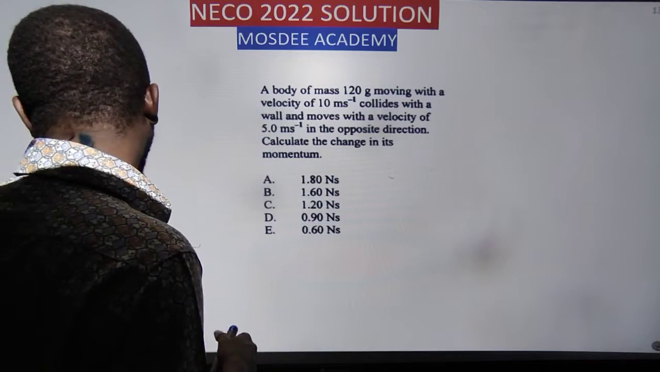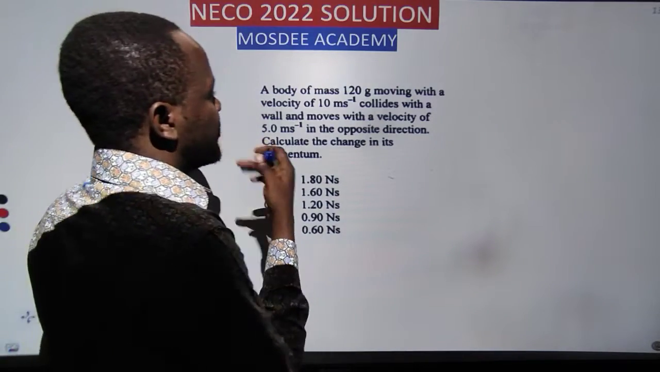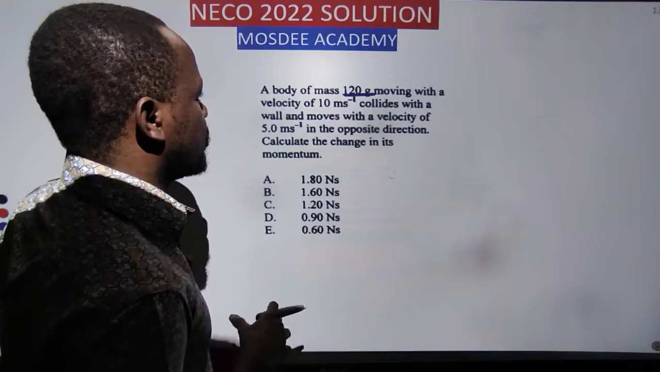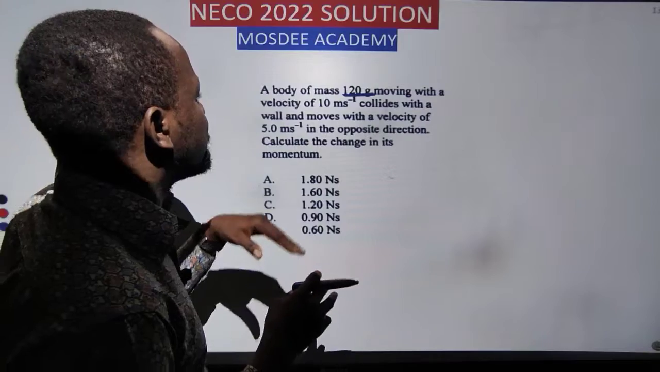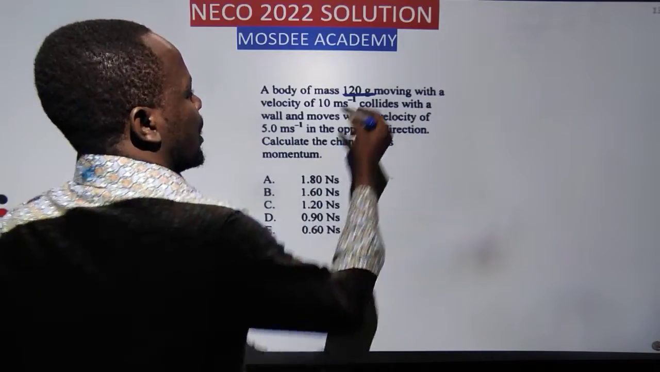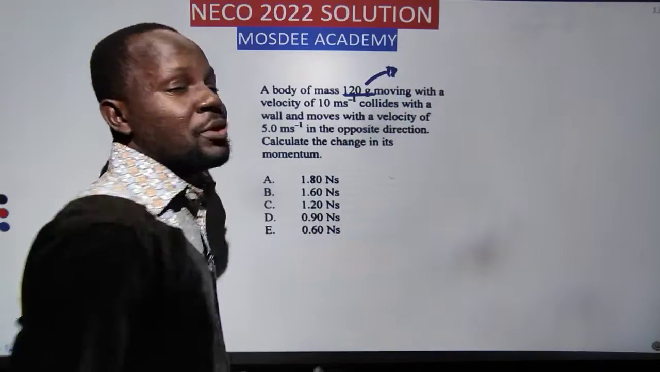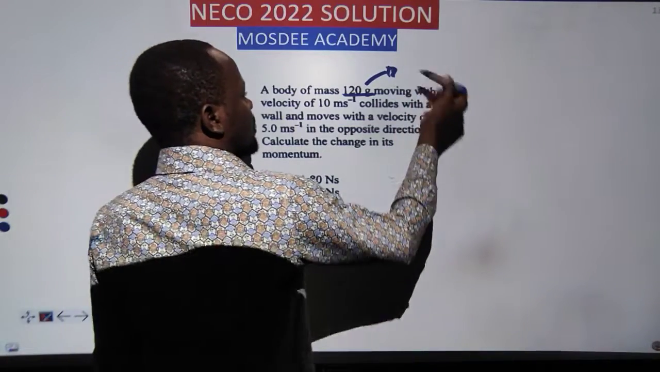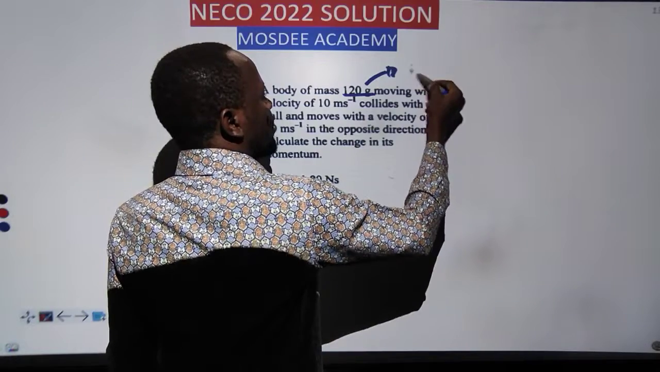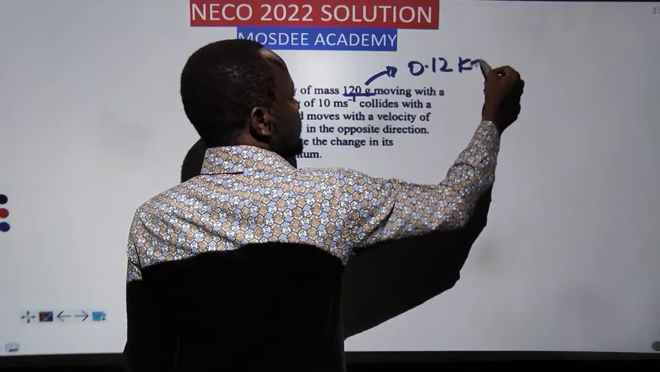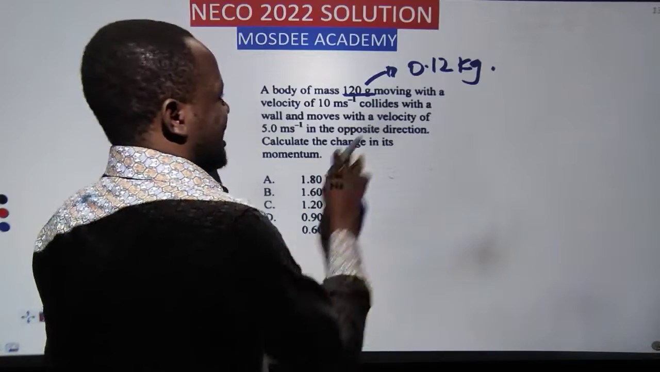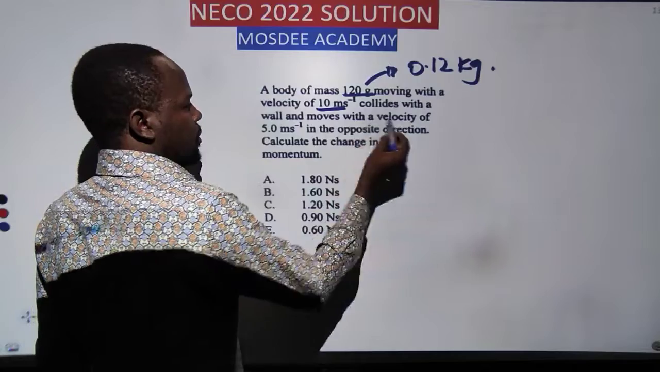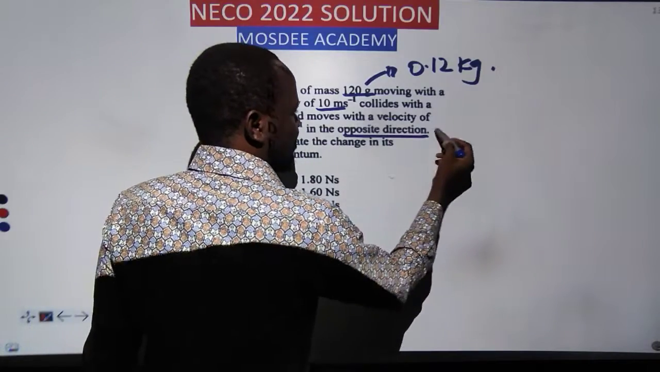So we have time. A body of mass 120 grams, important stuff. You only don't need to convert if the others are in grams too. It is moving with a velocity of 10 meters per second. So I have to divide this by 1,000. Everybody knows how to convert gram to kilogram. It's very important. 120 divided by 1,000 should be 0.12 kg. I hope I'm right. Yes. Now moving with a velocity of 10 meters per second, it collides with the wall and moves with a velocity of 5 in the opposite direction. Important fact.